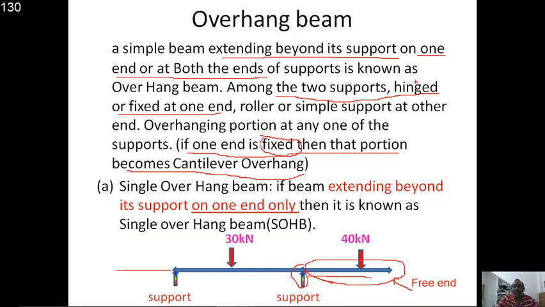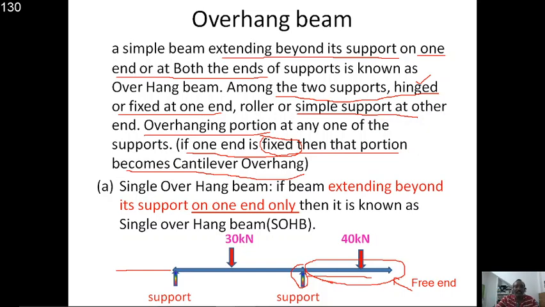Other than this, if a hinged support is there at the point of the extension, then it is known as a simple support, and it is an overhanging portion, either a single overhanging or a double overhanging portion. So if the hinged end is there, then we call it an overhanging portion. If a fixed end is there at that overhanging portion, then it is a cantilever overhanging portion, right?